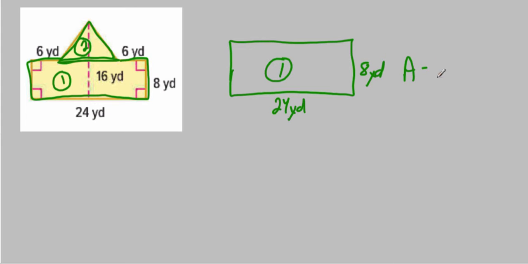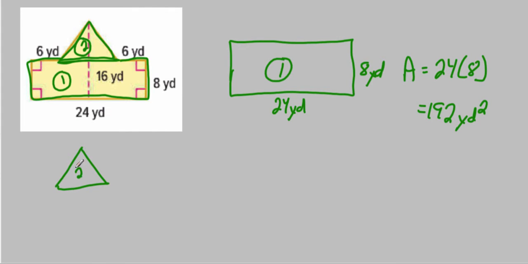To find the area, I just do base times height for a rectangle. So 24 times 8 is 192. We're dealing in yards, so it'd be yards squared. That's the area of the big rectangular bottom. Now we have to focus on the triangle.